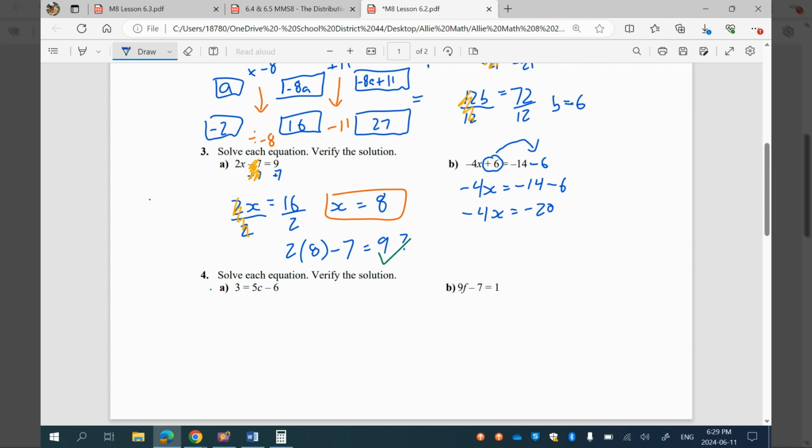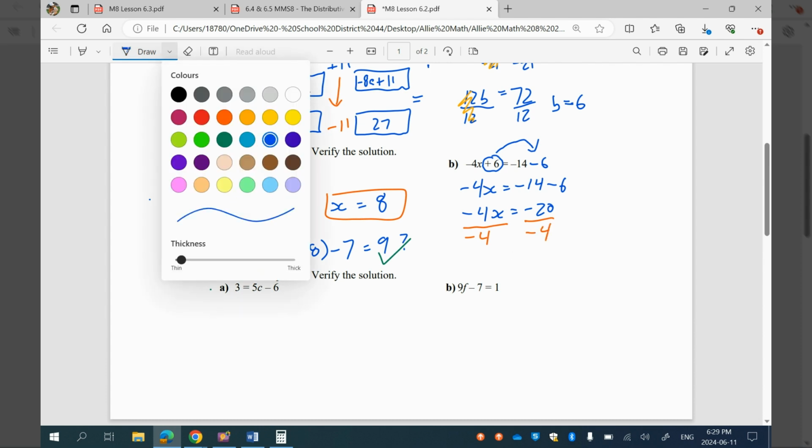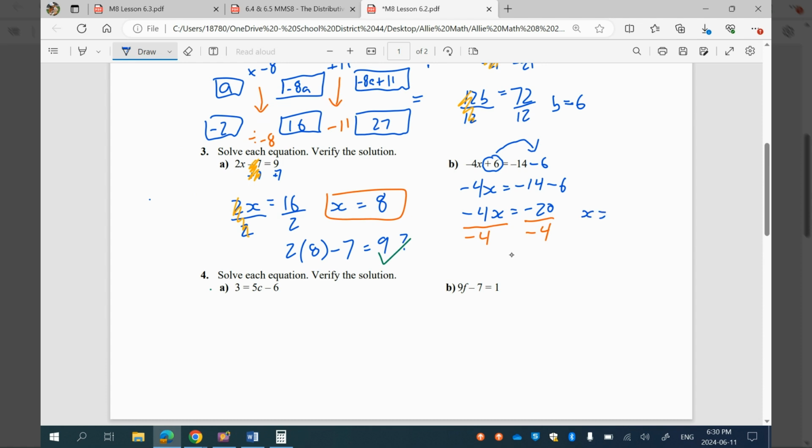And now we have negative 4 being multiplied by x. We can divide by negative 4. I guess I'm using red. Negative 4 on each side, and we get x equals negative 20 divided by negative 4, which is a positive 5.